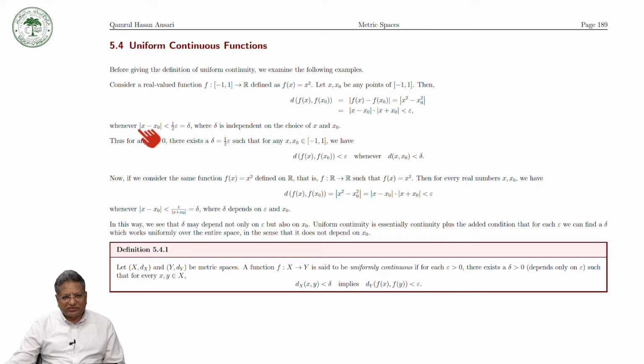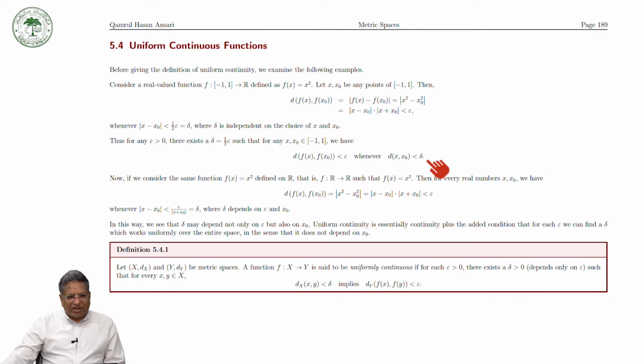Now if we consider the same function, for every epsilon positive there exists a delta, equal to 1 over 2 epsilon, such that for any point x naught in the closed interval -1 to 1, we have d of f of x, f of x naught less than epsilon whenever d of x, x naught is less than delta. It means that the function is continuous. But again, I am emphasizing that delta depends on epsilon, not on the points x and x naught.